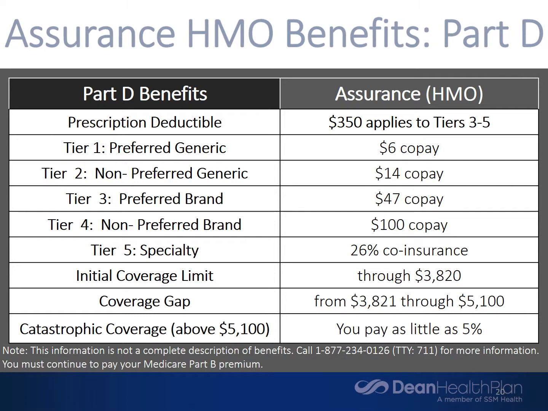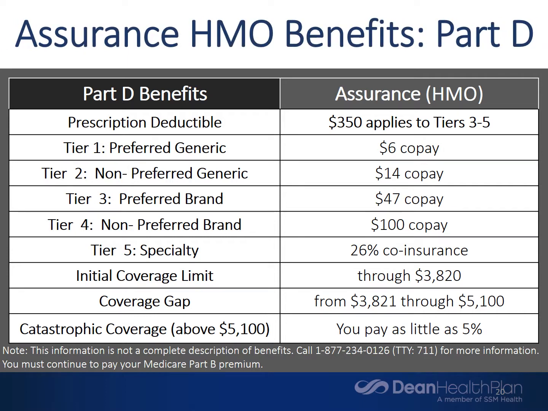On the Assurance Plan, you will have a $350 RX deductible. For tiers 3 through 5, you are responsible for paying this deductible prior to reaching the copay stage. Tiers 1 and 2 are not subject to the deductible, which means you will start in the copay stage immediately. Tier 1 has a $6 copay. Tier 2 has a $14 copay. Tier 3 has a $47 copay. Tier 4 has a $100 copay. Tier 5 has a 26% coinsurance.